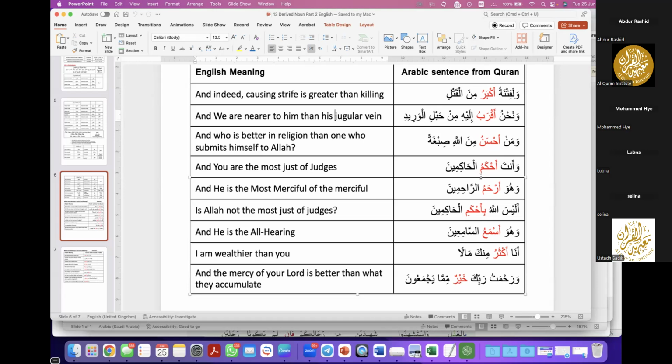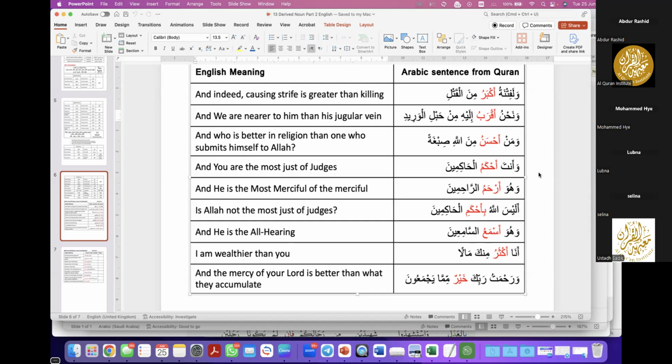And you are the most just of judges. It's an interesting translation. Normally you are the best of judges, so they miss out the just. And you are the most just of judges. This is a better translation than what we often see. First of all, which pattern, which one of the ism mushtaq is this?